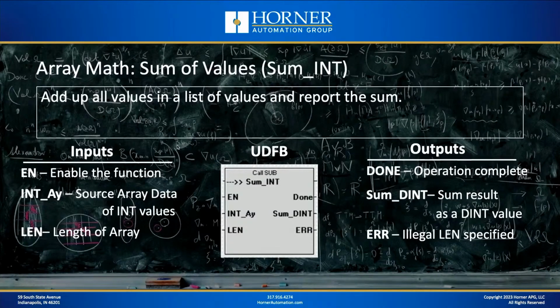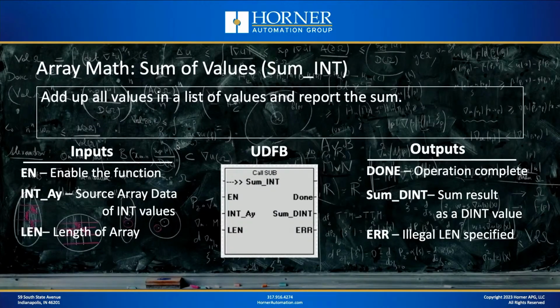Now, on the output side, we have the done and the error bit, and then we have our sum. Now, the sum is actually being reported as a double integer. And that should be fairly obvious. If you're summing up a whole series of integers, you could overflow an integer length. So having an output that's in double integer format just makes sense.